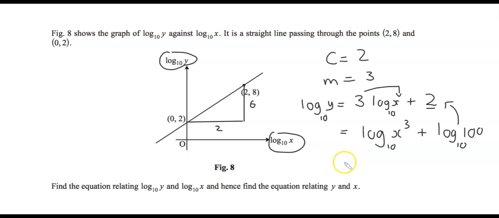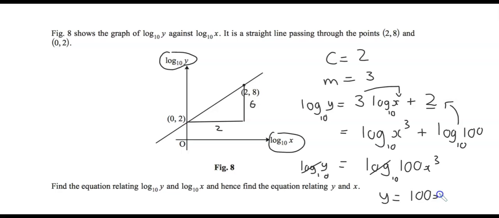And then what we can do is we can combine these two logs as one using the relevant log rule. So that will be log of 100x cubed, again to base 10, and that's going to be log of y to base 10. And then what we can then do is just cross these logs out, and that will give us y is equal to 100x cubed. So this will be our equation relating y and x in this case.